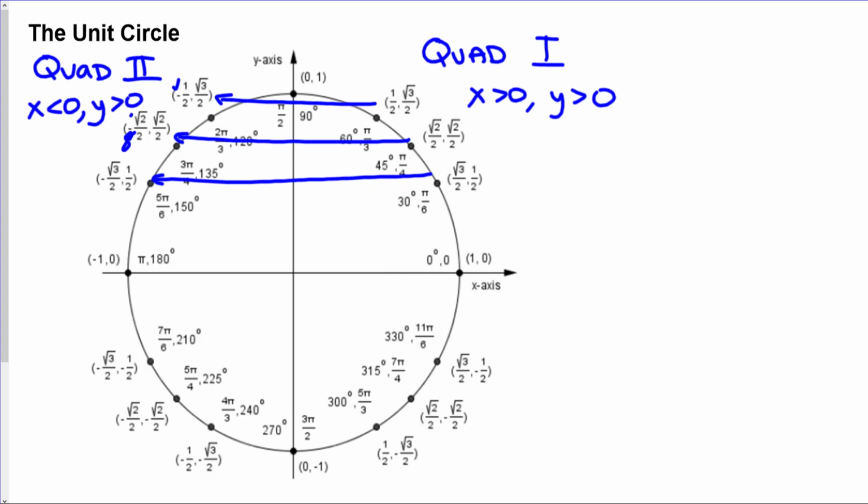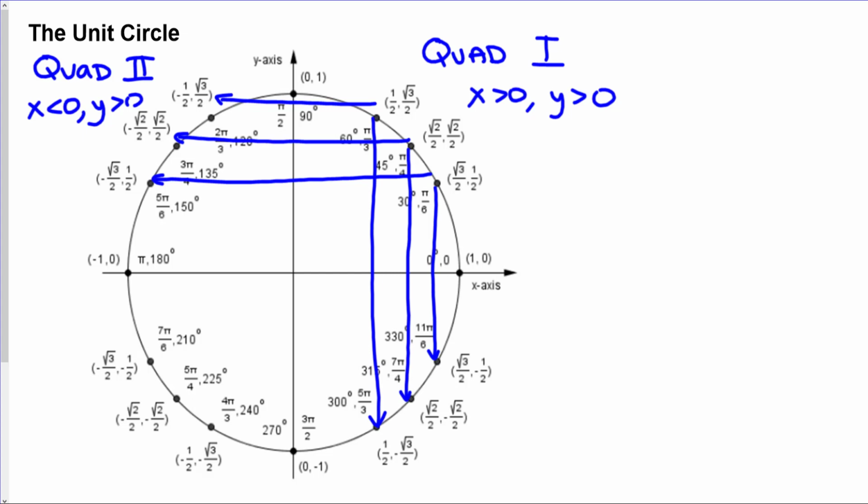Next up, if you look down to quadrant 4, this point going downward, this point going downward, this point going downward.